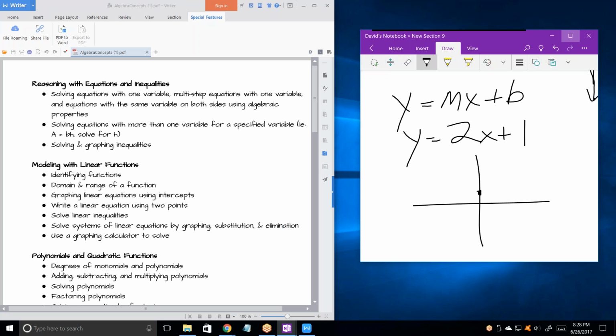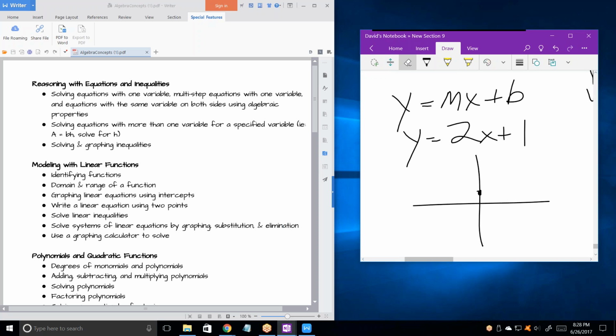And now I get my second point by doing what? Going up 2 and over to the right 1. Perfect. And I don't even pay any attention to whether it's right or left. What I make sure is that when I'm done, I'm looking at a positive slope. If I'm looking at a positive slope, then I've done it correctly.